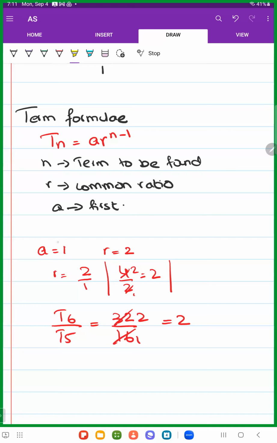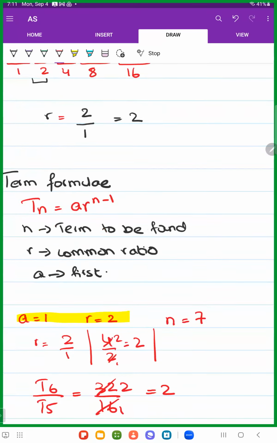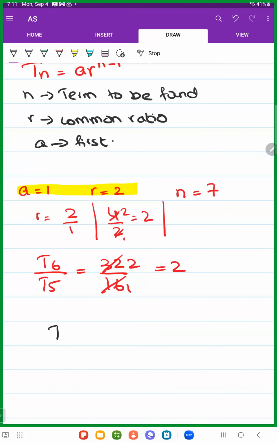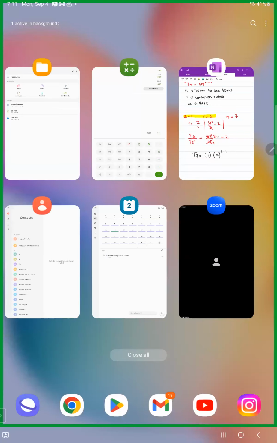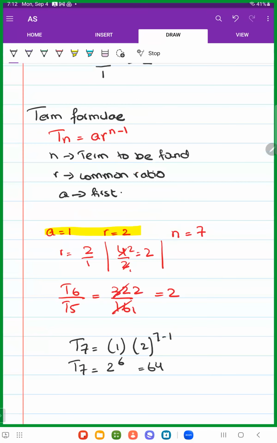So this is the information we needed, and we need n. What is the n we need to find? It's the next term, so n is 7. Let's plug in the formula now. T7 is equal to A, which is 1, times R to the power 7 minus 1, as it's n minus 1. So T7 is equal to 2 to the power 6, which gives me 64. Are you clear? Yes, miss.